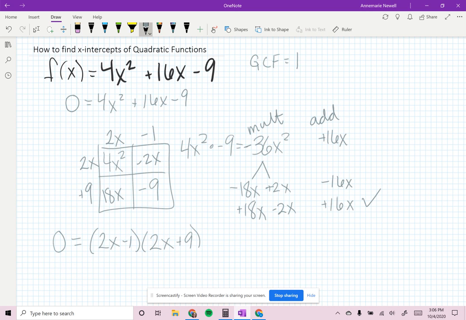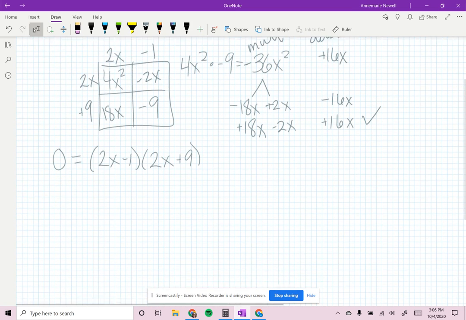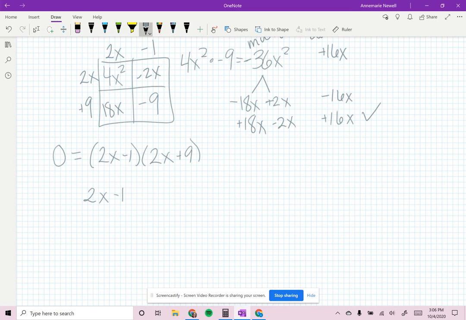Okay, now since it's set equal to 0, to find our x-intercepts, we just need to set each factor equal to 0. Okay, so I'm going to have 2x minus 1 equals 0, and I have 2x plus 9 equals 0. If I add 1 to both sides over here, I get 2x equals 1. If I divide by 2 on both sides, that means x is equal to 1/2.